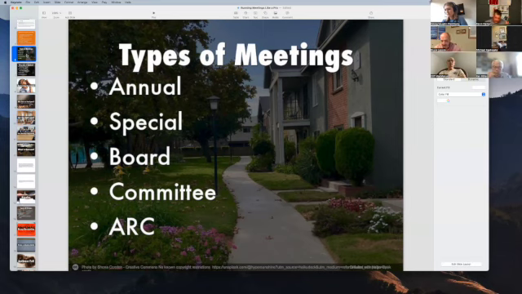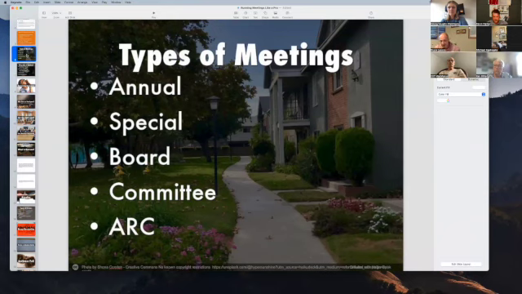Where things get a little confusing is that most of you are subject to open meetings requirements. So if you have a board meeting, you have to provide notice to the owners, and the owners are entitled to attend and listen and observe the board's deliberation and discussion. But technically, they have no right to speak or participate unless you have something in your bylaws that says otherwise.